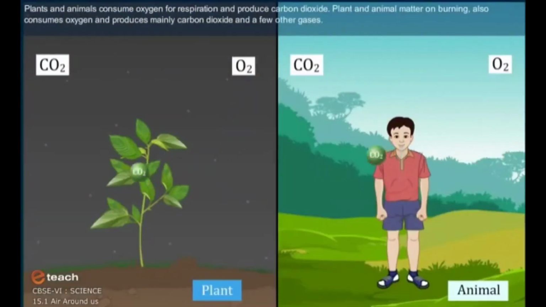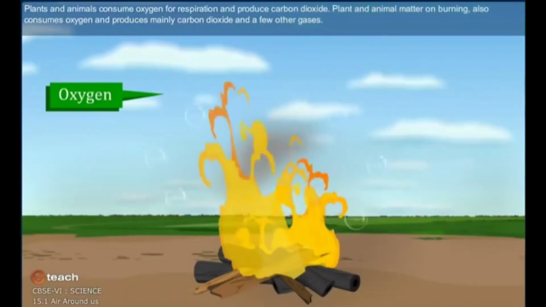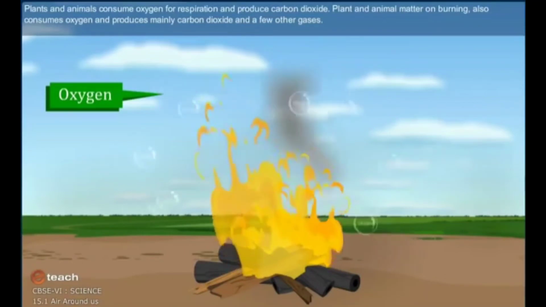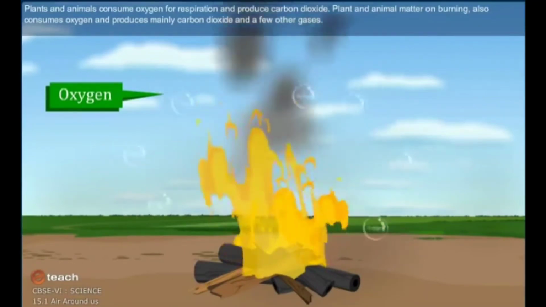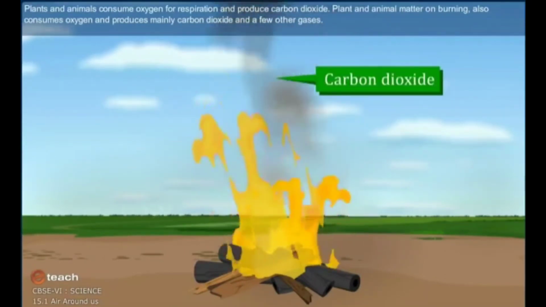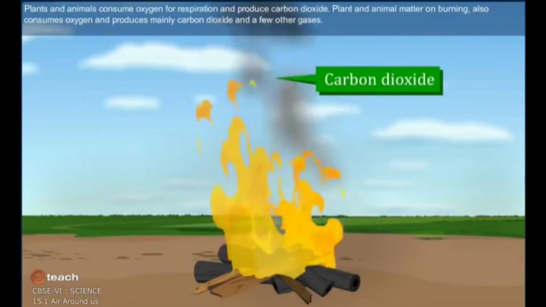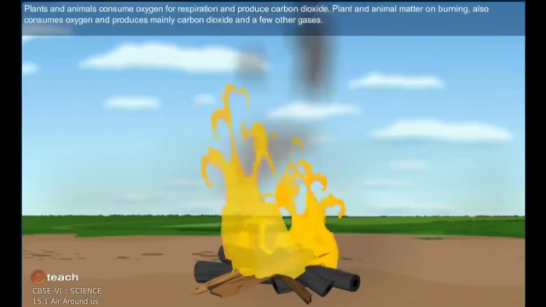Plants and animals consume oxygen for respiration and produce carbon dioxide. Plant and animal matter on burning also consumes oxygen and produces mainly carbon dioxide and a few other gases.